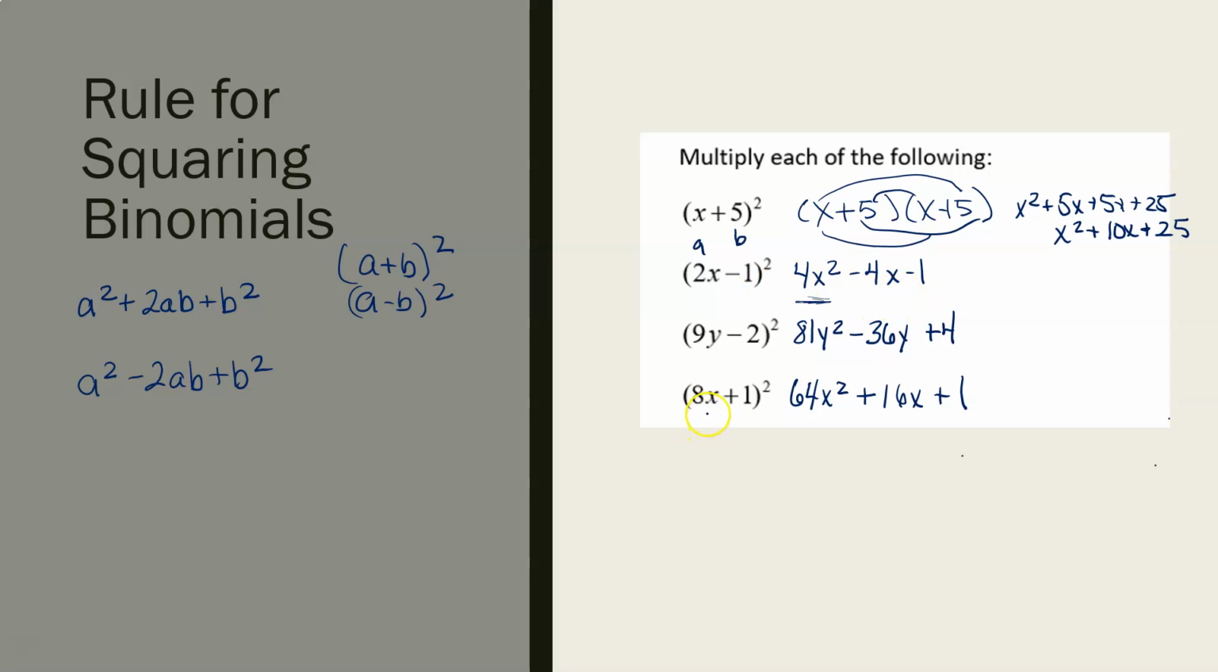All right, let's look at this bottom one. Let's see if it follows the rule. The 8x is the a, the 1 is the b. So a squared is 64x squared. a times b is 8x, because 8x times 1 is 8x, times 2 is 16x, so that's 2ab, and 1 squared is 1. So each of these follow the same patterns.